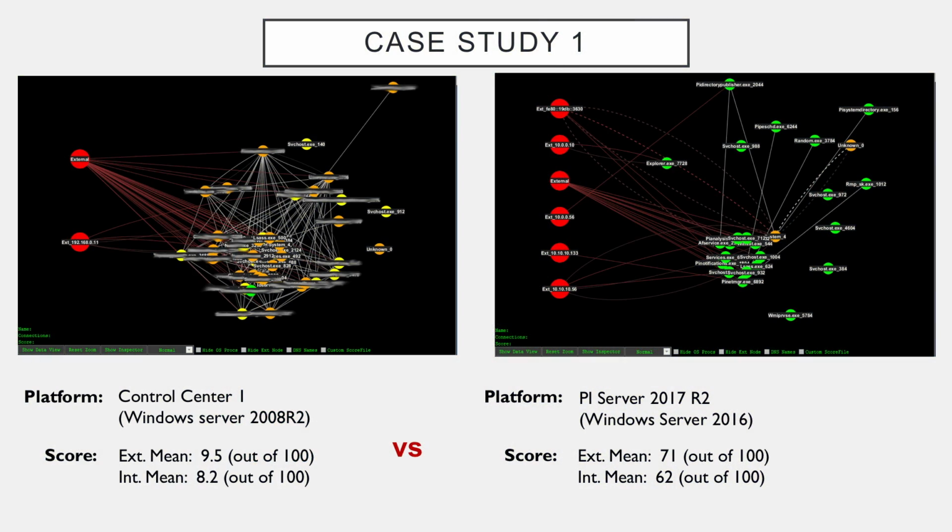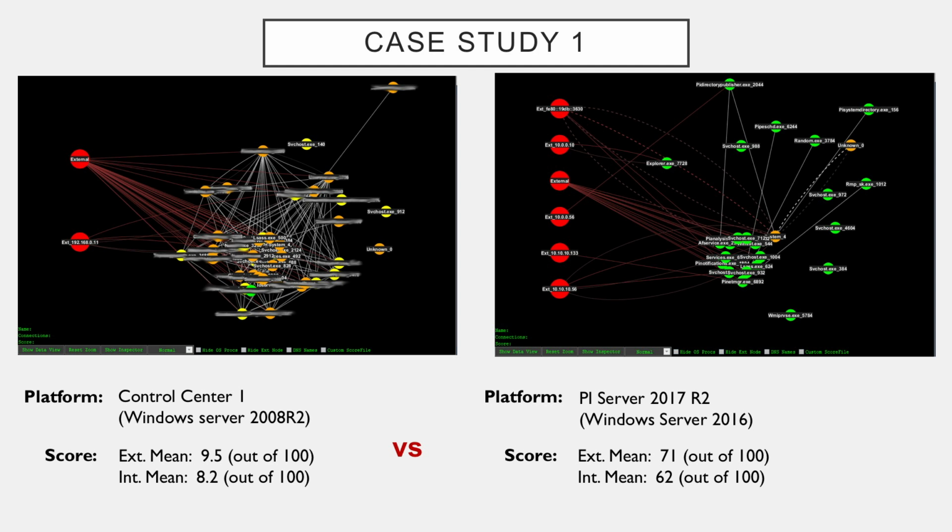So we have some case studies of this on real systems. On the right is some general control center software we had in our test bed running on Windows 2008 R2, which is a very old OS and doesn't implement a lot of great security mechanisms. We run a scan on there, and you can see there's a lot of orange and yellow processes, meaning that's not great from a security perspective. And we look at the score for the external and internal processes: we have scores of about 9.5 and 8.2 out of 100.